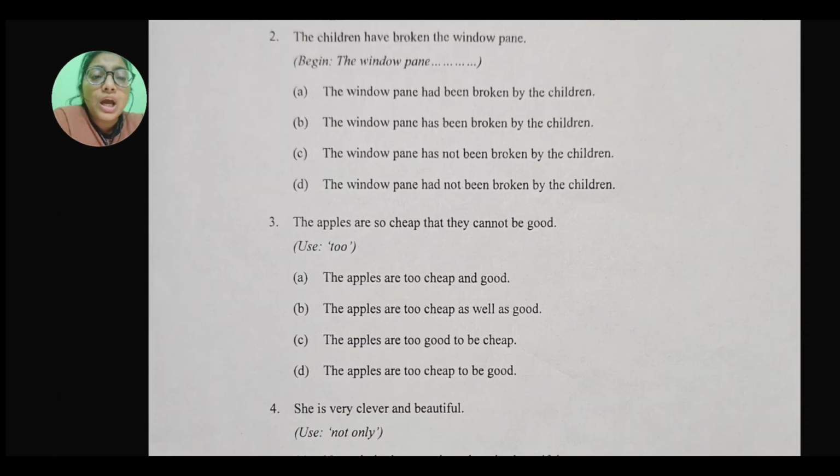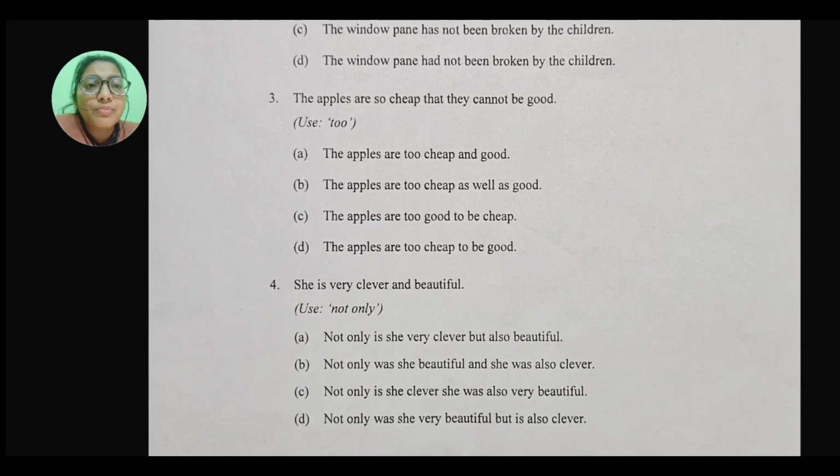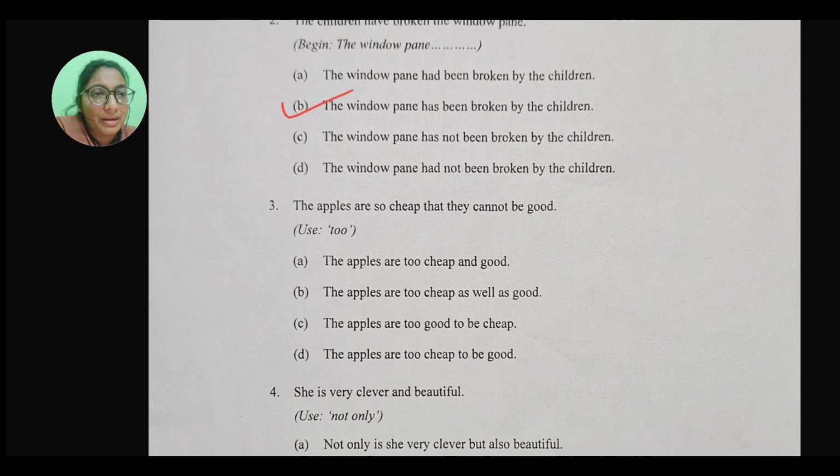Question number 2. The children have broken the window pane. We have to begin the sentence with the window pane. Option A, the window pane had been broken by the children. The window pane has been broken by the children. The window pane has not been broken by the children. And the window pane had not been broken by the children. In this case, what we have to do is change the sentence from active to passive voice. Over here, the sentence is in present perfect tense, isn't it? The children have broken the window. So according to the rule, we have to change it in the present perfect tense form of the active passive voice. So the correct answer will be the window pane has been broken by the children.